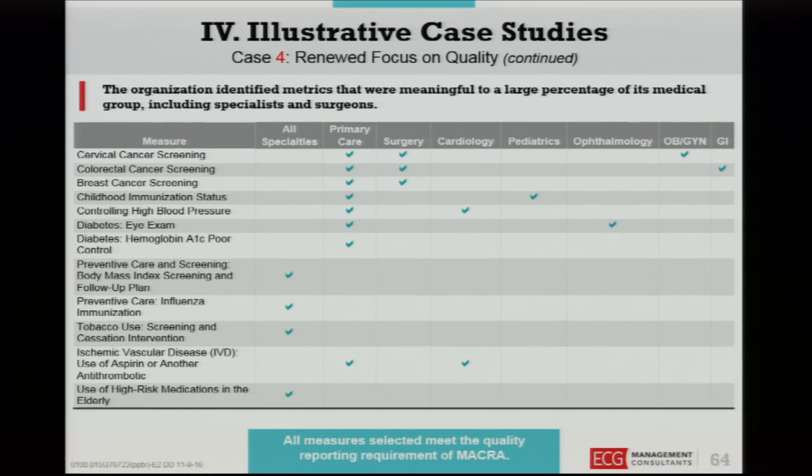But we did think about it across their major specialties that they employed, and of course for primary care. And this is essentially the work that the committee completed in terms of picking the measures that they were ultimately going to report back to CMS. Okay. Of course, your mileage may vary.